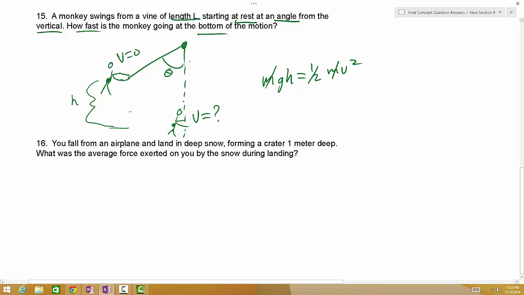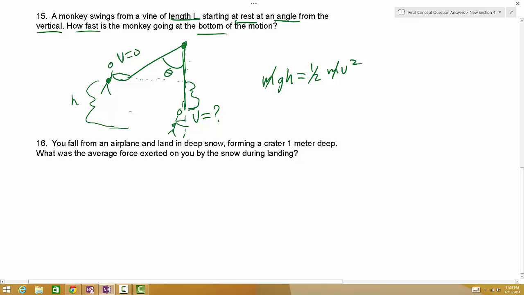But you might also ask, well, what's h? And here you have to do a little geometry. You've had a lot of practice with this, but I'll just do it quickly. To find out what h is, it's about this length here, from the center of mass of the monkey at the top to the center of mass of the monkey, which is about the bottom of the rope.